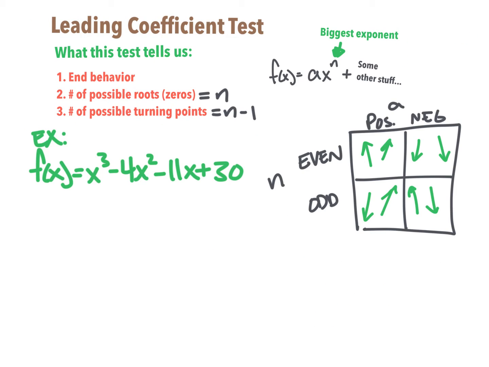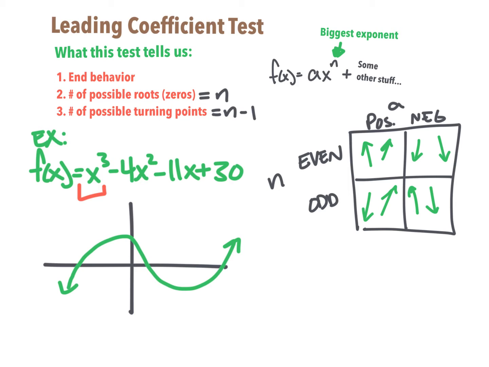All right, so here I have f of x equals x cubed minus 4x squared minus 11x plus 30, right? The only thing I really care about is this x cubed. That tells me my number of possible roots. Well, this graph actually looks just like this, and as you can see, it has 3 roots, 3 x-intercepts. And then turning points are whenever the graph changes direction. So here's a turning point and here's a turning point. So here we saw it had n roots, but n minus 1, only 2 turning points. Now, again, remember that these are possible roots and possible turning points. There won't always be that many.